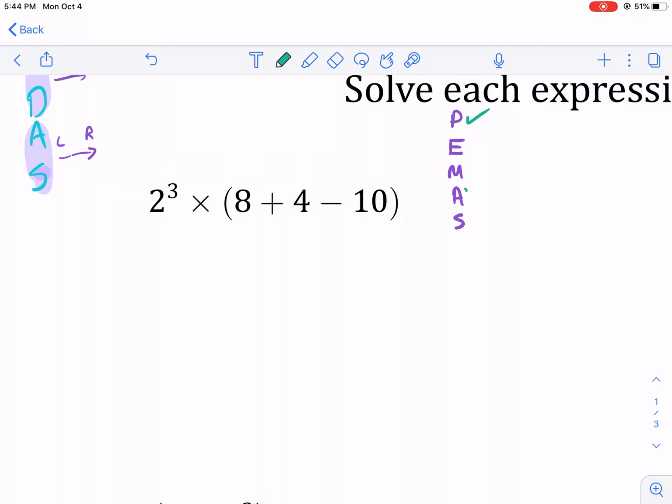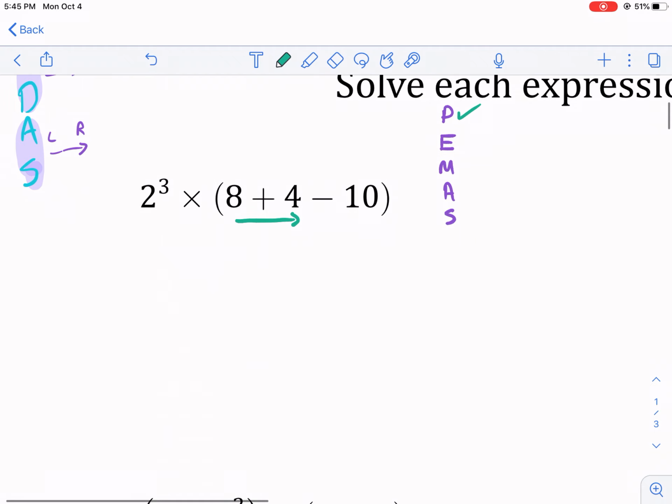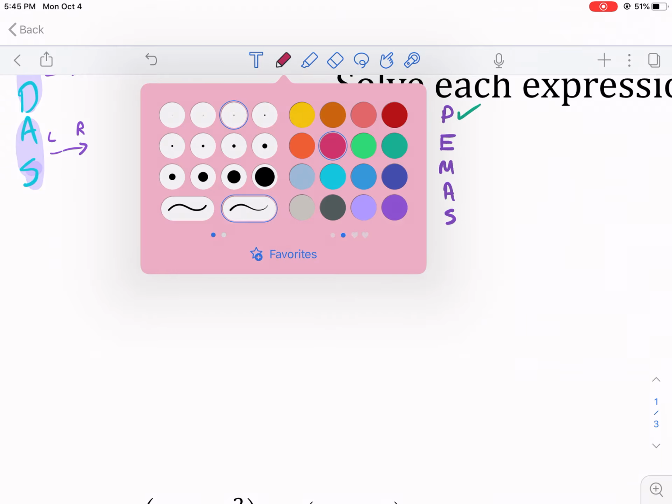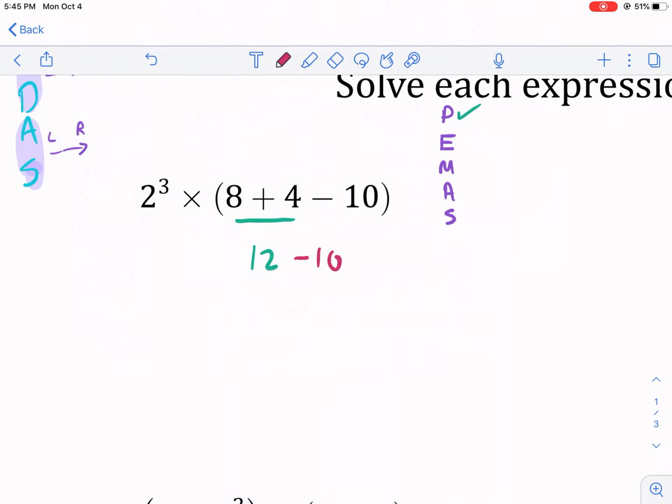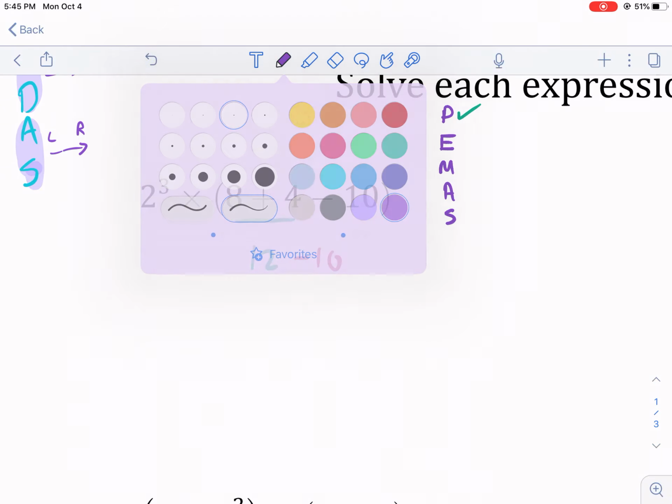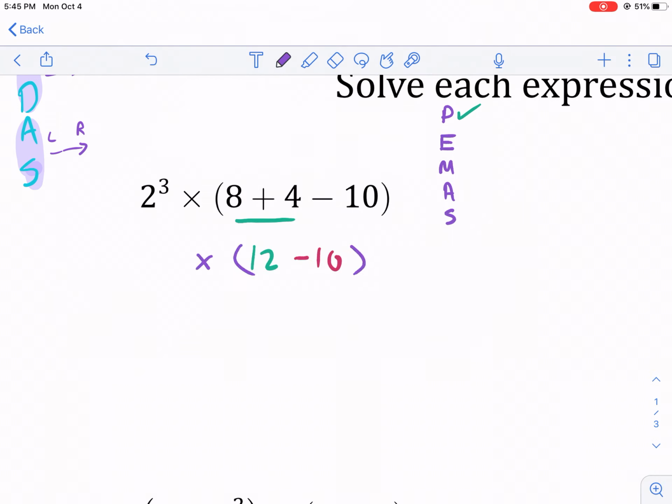Inside the parentheses is addition and subtraction, but it doesn't matter, because of the parentheses rule we do those first. I'm just going to go left to right inside the parentheses. So I have 8 plus 4. I'm going to demonstrate how I would normally solve this. I would do 8 plus 4, and then I would just drop down this minus 10. I'm going to leave this in parentheses and keep everything else the same.